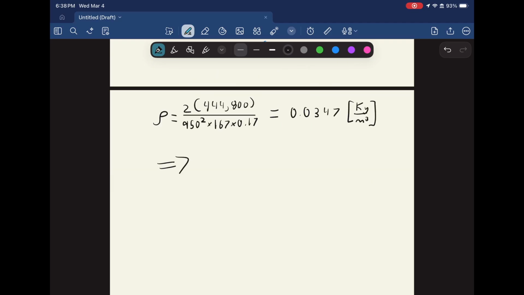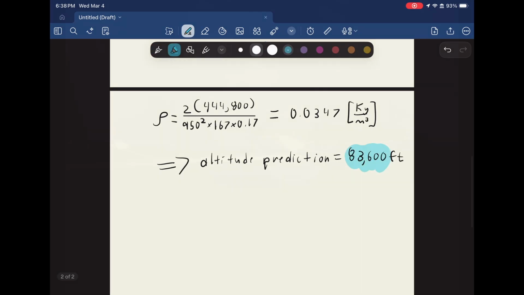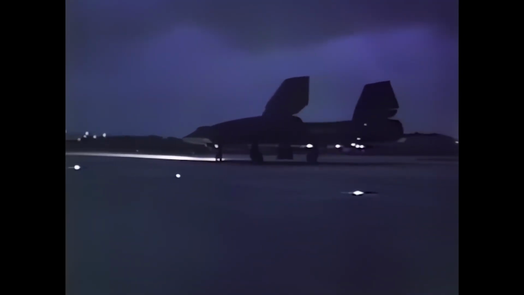The final step is to reference our NACA standard atmosphere tables, where we can then confirm that our 0.0347 kilograms per meter cubed is approximately the density of air at 83,600 feet. This is a fantastic result, as it perfectly aligns with the recorded real-world data, because according to the Evergreen Aviation and Space Museum, the SR-71 Blackbird's operational cruising altitude was documented at being just above 80,000 feet, which is about what we calculated.